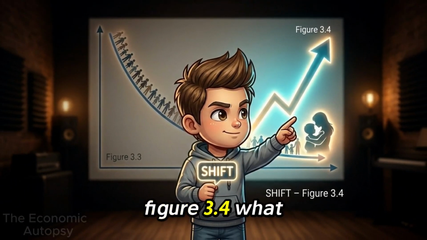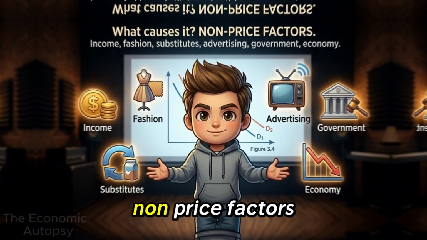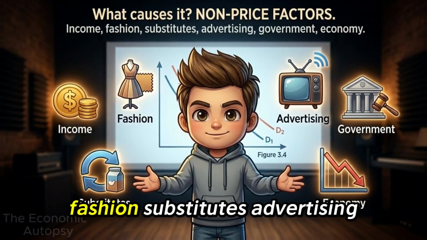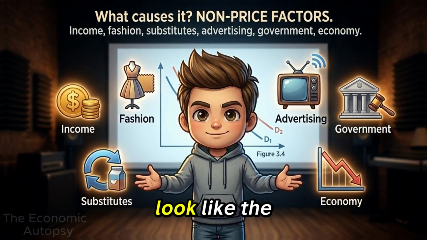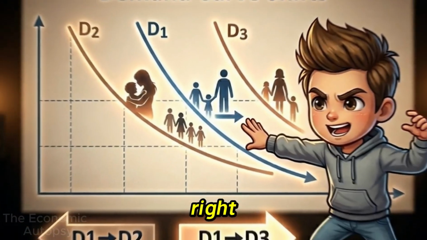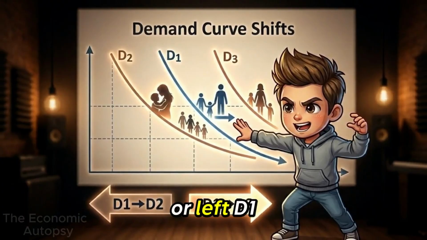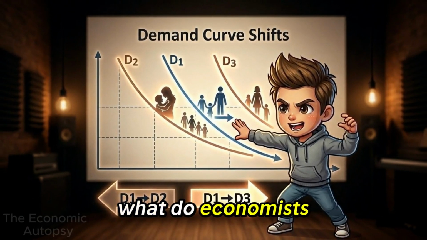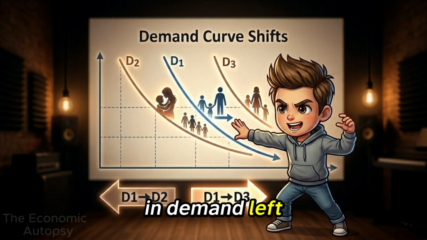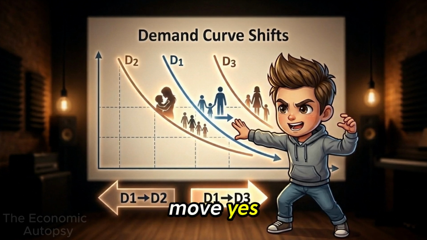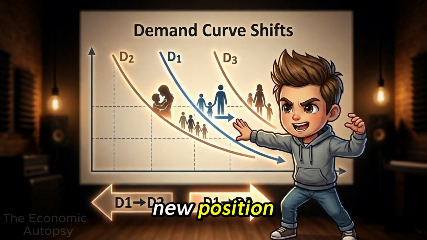Shift, figure 3.4. What causes it? Non-price factors. Income, fashion, substitutes, advertising, government, economy. What does it look like? The entire curve moves right, D1 to D3, or left, D1 to D2. What do economists call it? Increase in demand, right, or decrease in demand, left. Does the curve move? Yes, the curve itself moves to a new position.